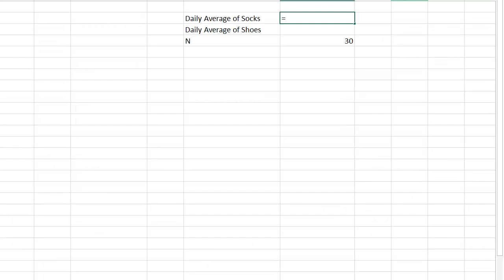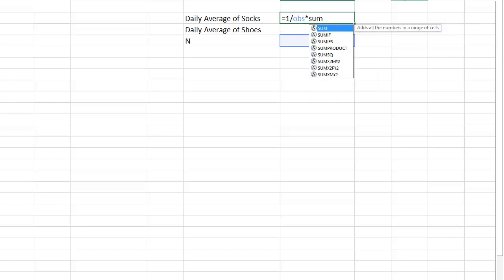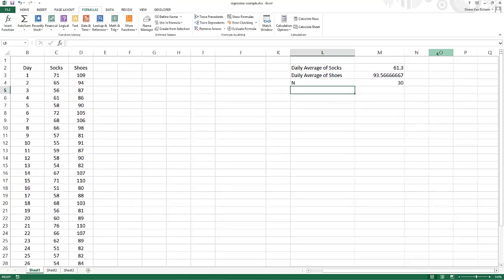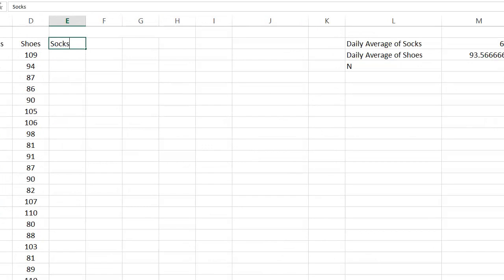My daily average of socks is equal to 1 divided by obs multiplied by the sum of socks, and the daily average number of shoes is equal to 1 divided by obs multiplied by the sum of shoes. Okay, so we get 61.3 pairs of socks sold each day and 93.57 pairs of shoes sold each day on average. Next, I want to calculate the product of socks and shoes for each day.